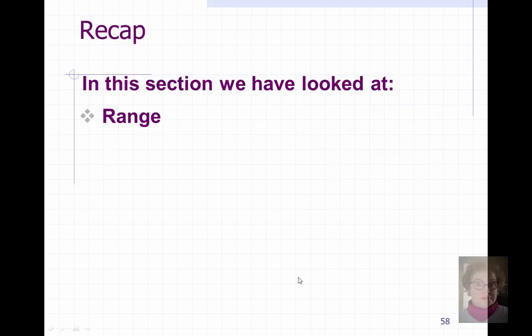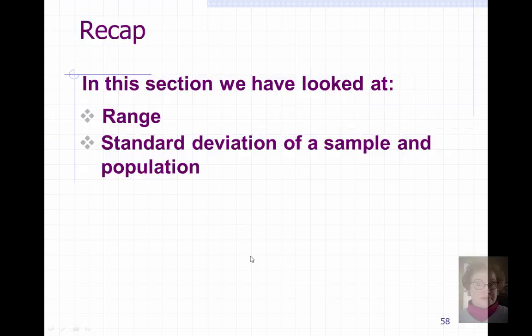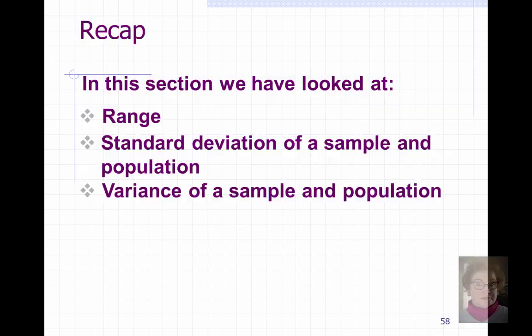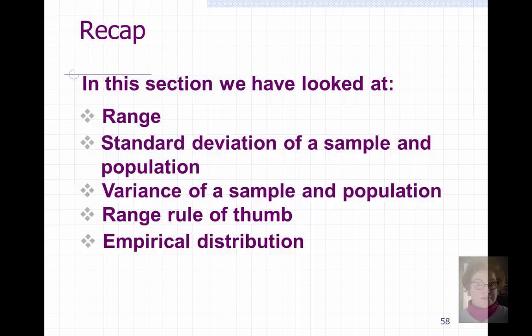So what have we done in this section? We've looked at range, we've looked at the standard deviation of a sample and a population, we've looked at variance of a sample and population, and we used the range rule of thumb. We talked about the empirical rule, sometimes called the 68-95-99.7 rule, and we've talked about the coefficient of variation. That's what we have looked at in this section.